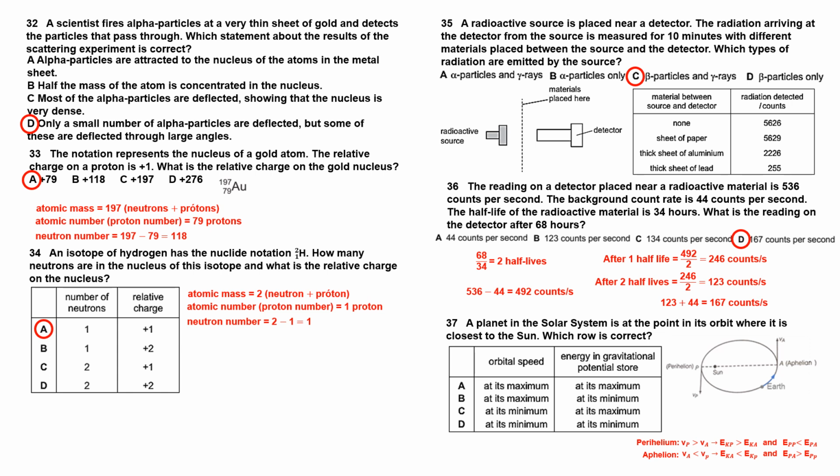As a planet moves from aphelion to perihelion, its gravitational potential energy decreases, while its kinetic energy increases, ensuring that the total energy remains constant in a closed system.